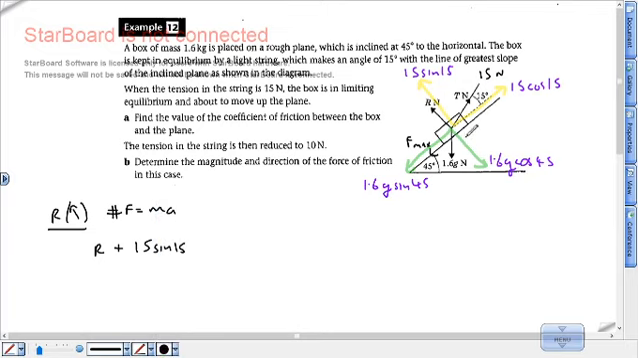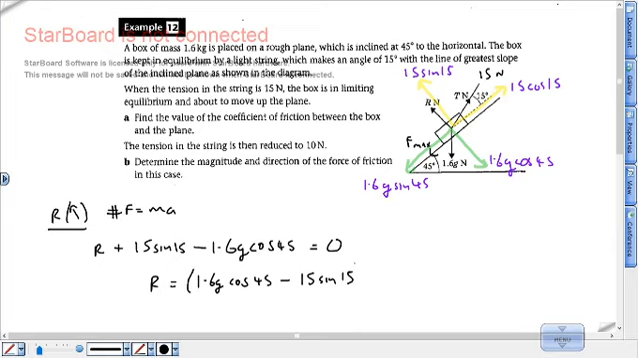Okay, I think we've got everything there. So resolving this way, I've got my two positives, and then we take away the weight component, which is your 1.6 g cos 45, and that is equal to 0. So I've got R is equal to 1.6 g cos 45, and take away your 15 sin 15. Okay, right, so it's that many newtons.